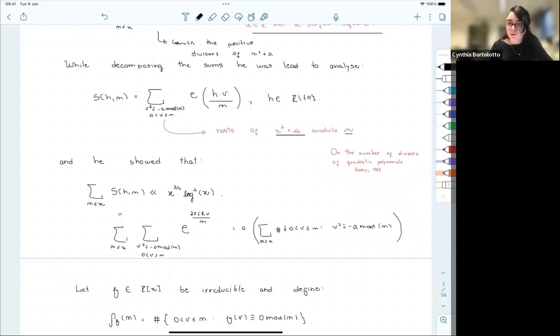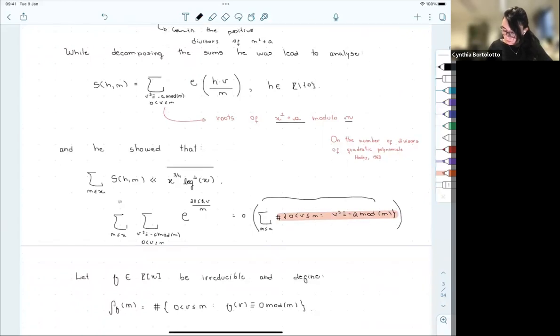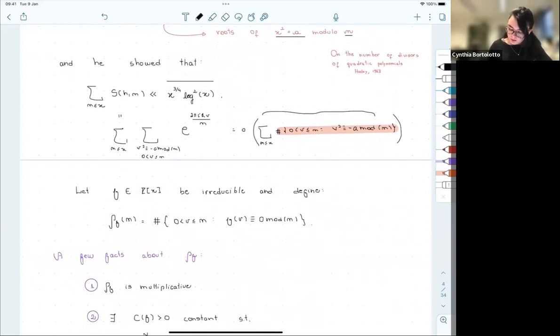And this is actually true, but to see that, we need to know how this behaves, and we need to show that this is smaller than what we get here. This is bigger than what you get there, sorry. So we are led to study this sum here.